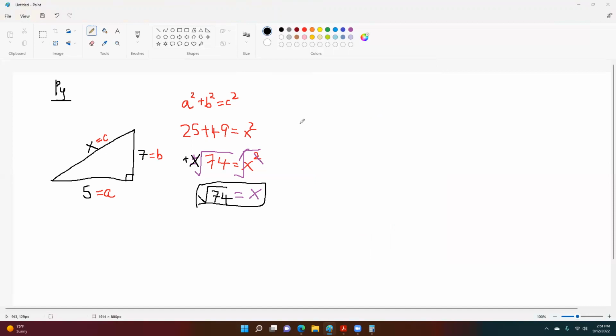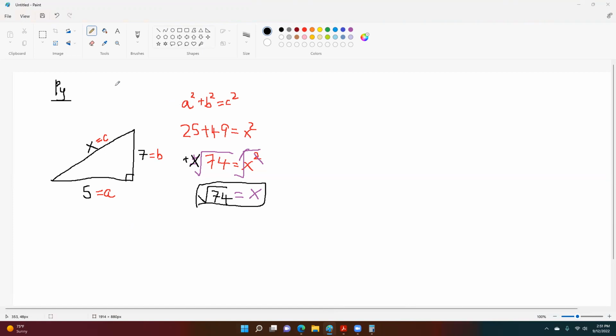Can you say that again about which side will always be what? A and B are the ones that always form the 90 degrees. And the C is always across from the 90 degrees, the hypotenuse, which is the longest one. So this is how the Pythagorean theorem works here.